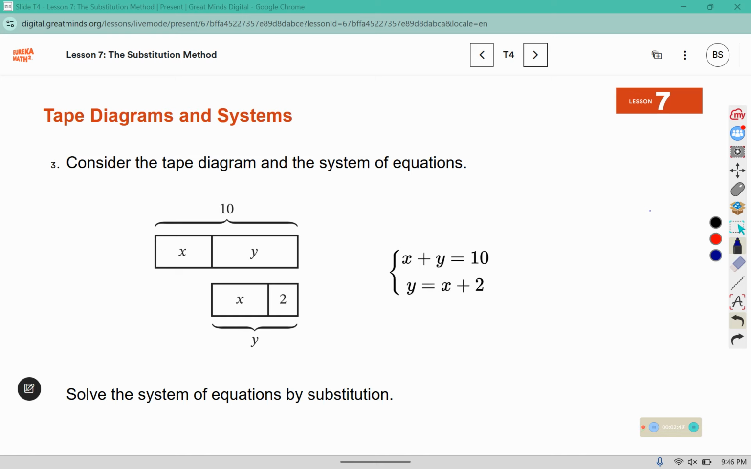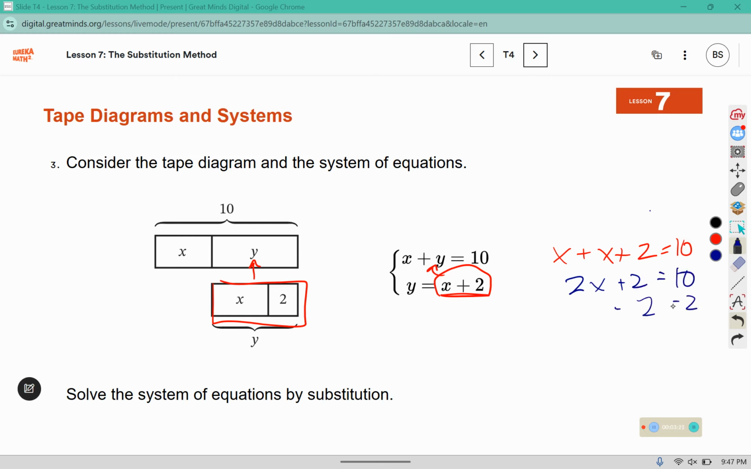Consider the tape diagram and the systems of equations. Solve the system of equations by substitution. So we're replacing this y with the x plus 2. So it'll look something like this: x plus 2, because that's replacing the y, equals 10. So 2x plus 2 equals 10.